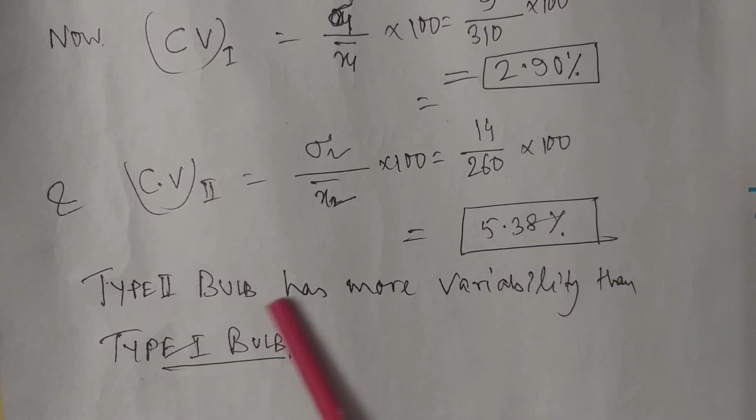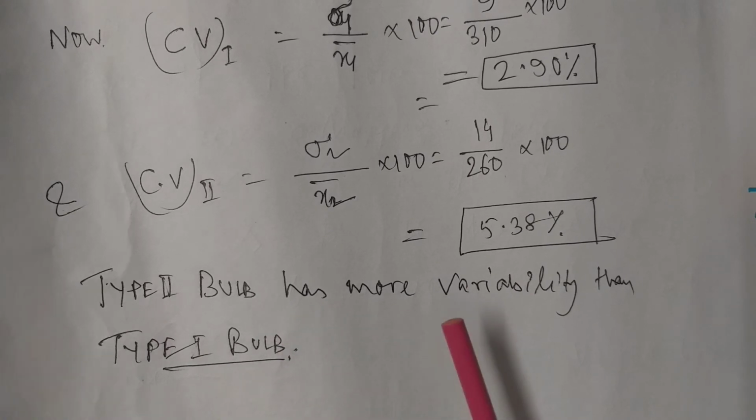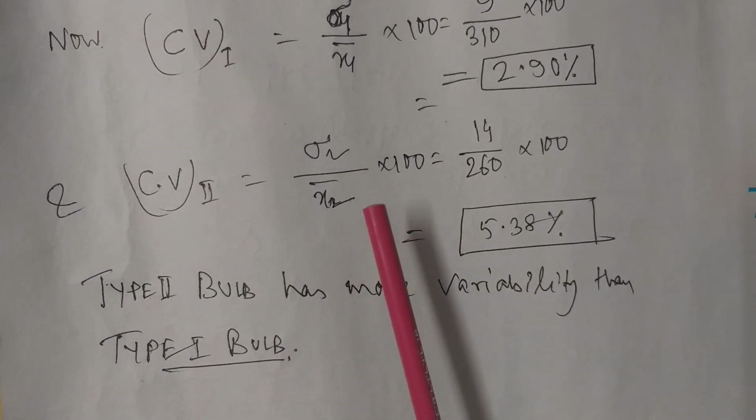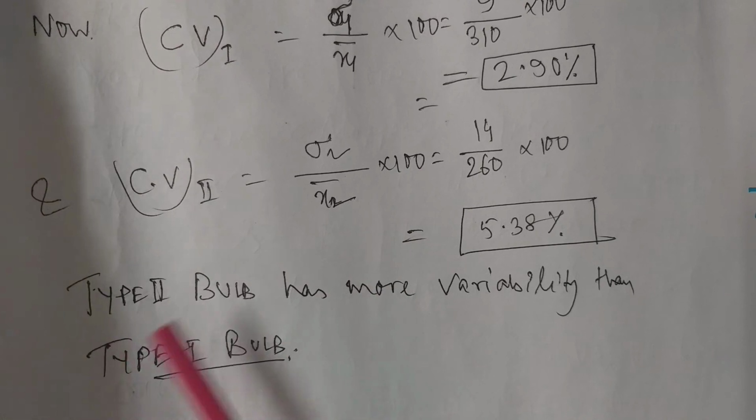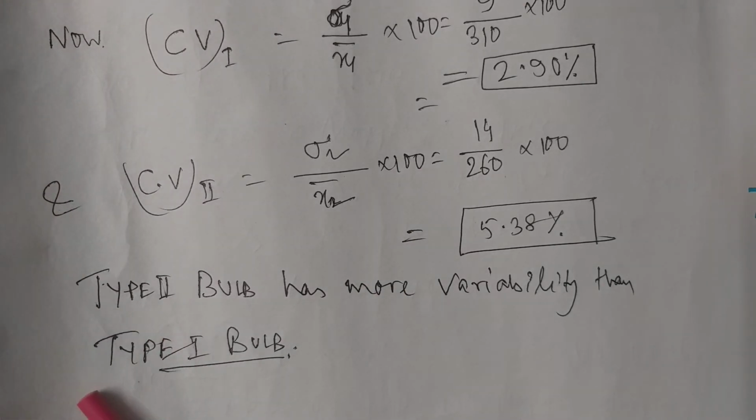Type 2 bulbs have more variability than type 1 bulbs. This is the solution of this type of problem. To test consistency and variability, we use CV, that is coefficient of variation.